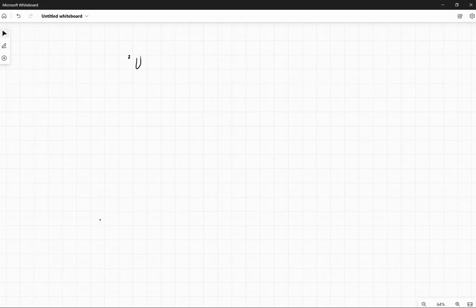Let's say we're looking at the relative abundances of uranium-235 and 238. The half-life of each of these, if you look them up, for uranium-238 is about 4.5 billion years, and for uranium-235 it's about 7.1 times 10 to the 8th years.